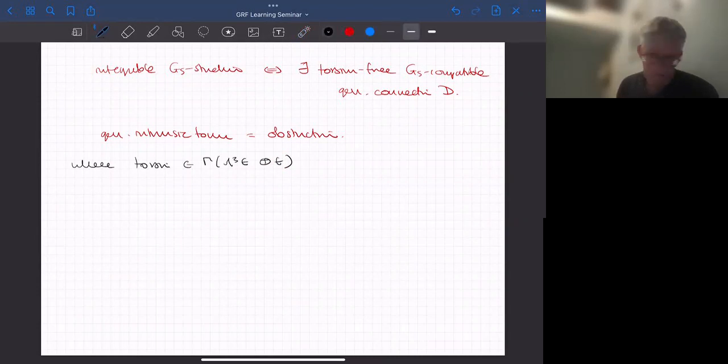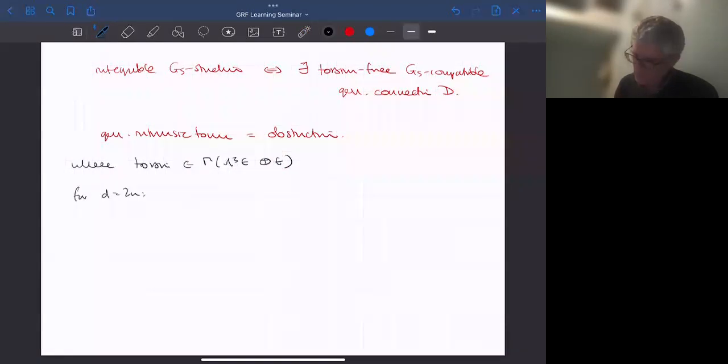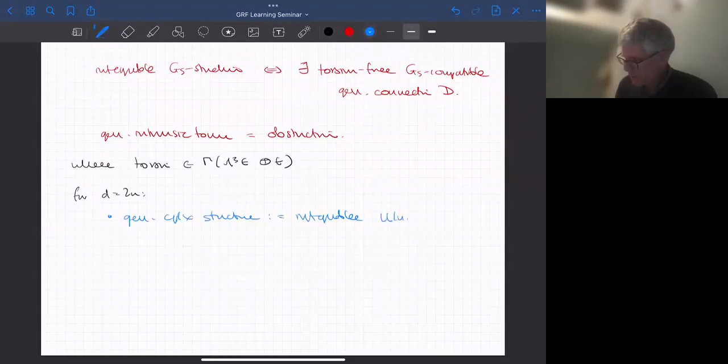And then we have some other examples. So for D equals 2n, this covers the things you're used to. So a generalized complex structure would just be some integrable U(n,n) times R plus structure. And if I had some generalized Calabi-Yau structure, that would be some integrable SU(n,n) structure.